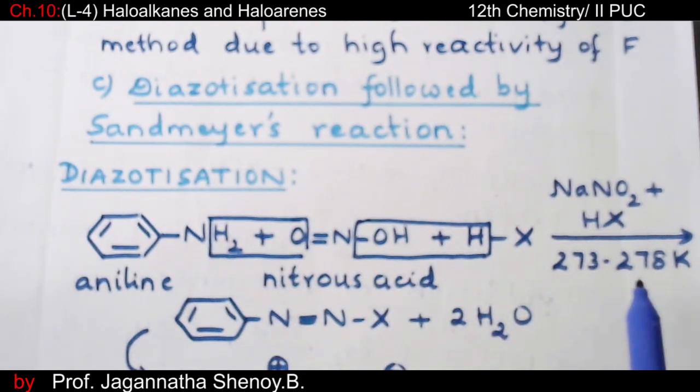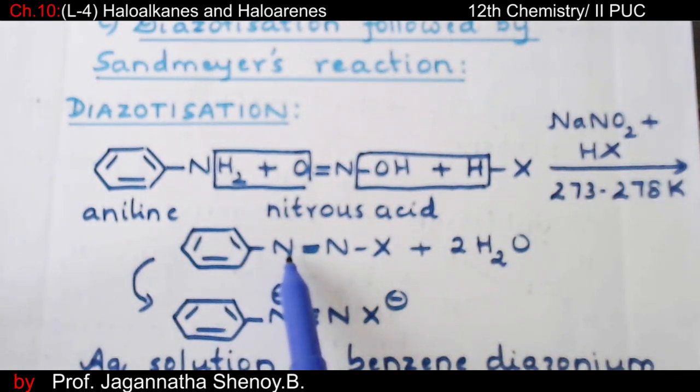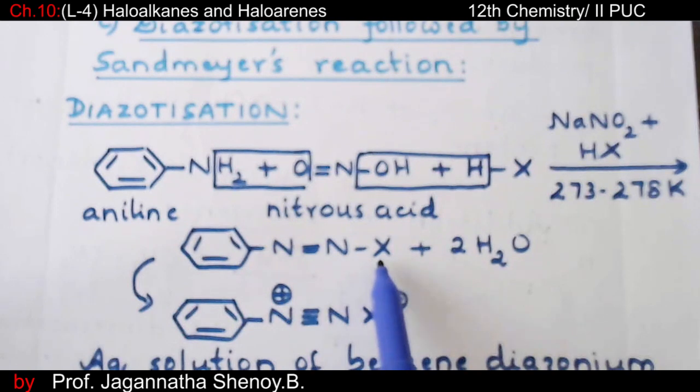What happens if it exceeds 10 degrees Celsius? You'll study under subsequent chapter later. For the time being, it is not required. What way reaction takes place? A molecule of water is removed. Here, again, one more molecule of water is removed. What we get is a benzene ring, single bond N, double bond N, single bond X plus 2H2O. So whatever structure I have written is a covalent structure, but what we obtain is a salt.